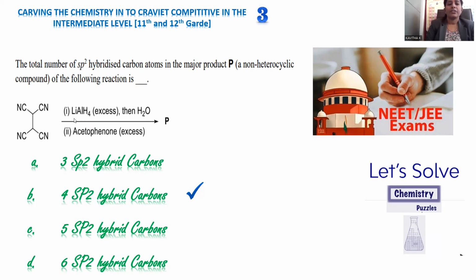Fine. And first of all, we are going with the reduction with lithium aluminum hydride. Excess means we are adding in bulk quantity, and we are already aware that lithium aluminum hydride is called a strong reducing agent. Subsequently hydrolysis is done with water, no? So what will be the product by this kind of reduction and hydrolysis? Later on, it is reacted with acetophenone in excess again. So this is the way you have to treat.